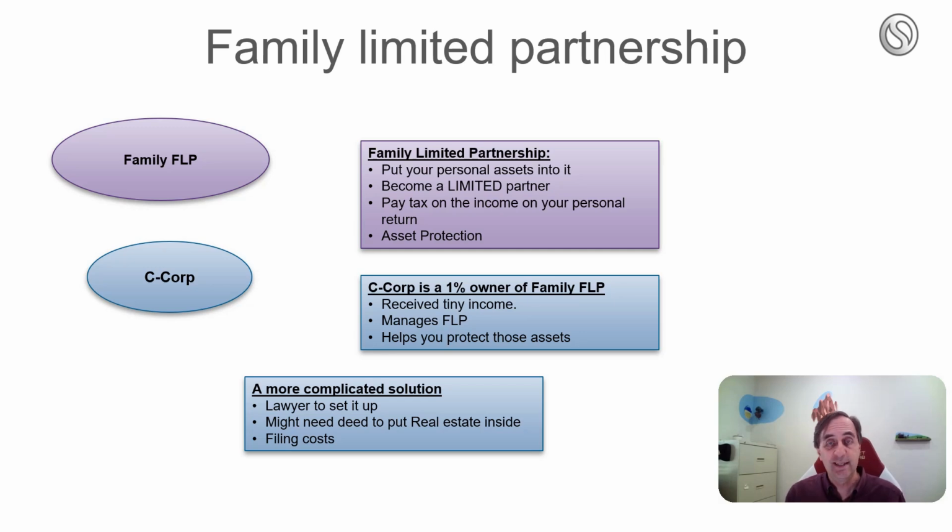So for instance, my dentist uses one of these FLPs. The FLP owns all of his personal assets to give him asset protection. And he has this little C corporation that owns 1% of the FLP. The 1% gives the C Corp a tiny bit of income. It manages the FLP, and it helps protect those assets by refusing to take money out of the FLP and giving it to your creditors, or if someone were to sue you, giving it to that person. A way of protecting the money that comes out, or perhaps forcing them into a settlement.